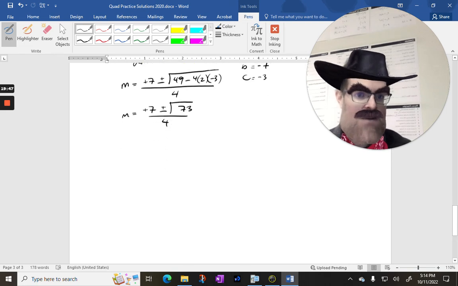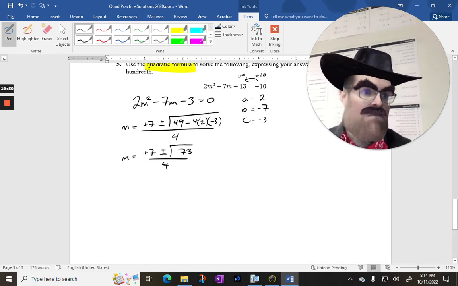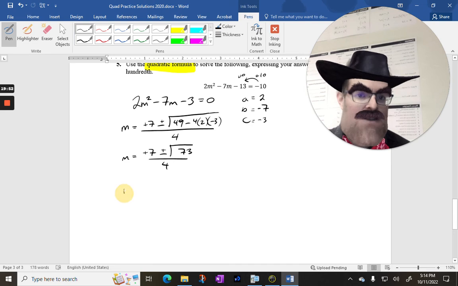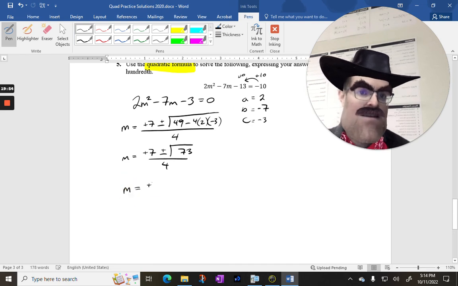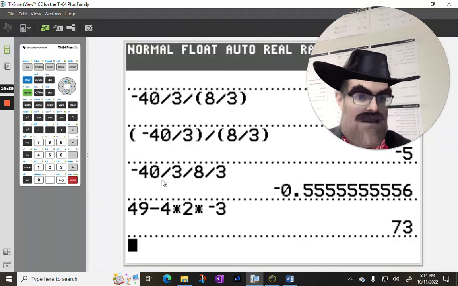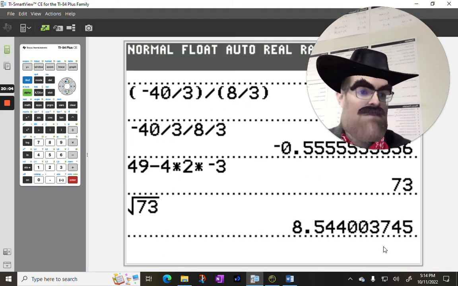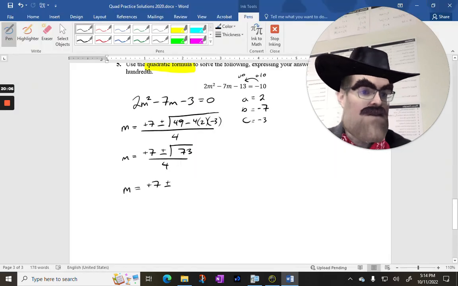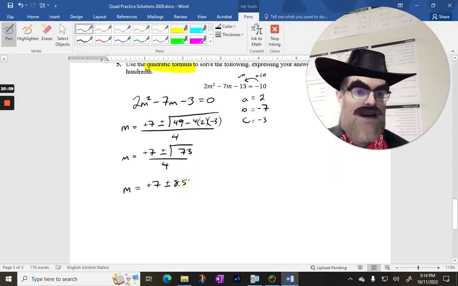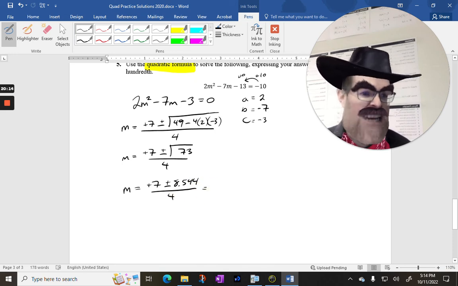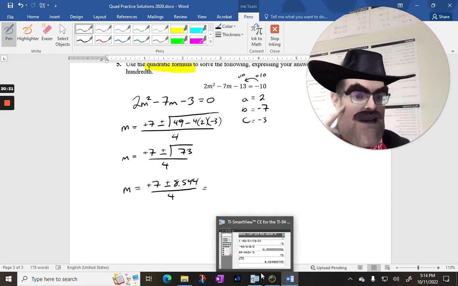I think I have lots of space in this question. Oh, it's the last question. It says to the nearest hundredth. Because 73 is not a nice number, it's actually a decimal with a lot of decimals, like 8.544. So 8.544 all over 4. Because there's all those decimals, I might as well go back to the previous line and do that calculation twice, using the root of 73, and then round my final answer.